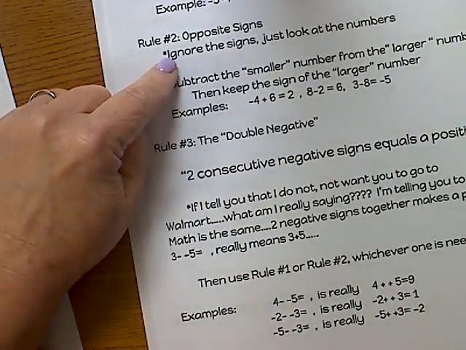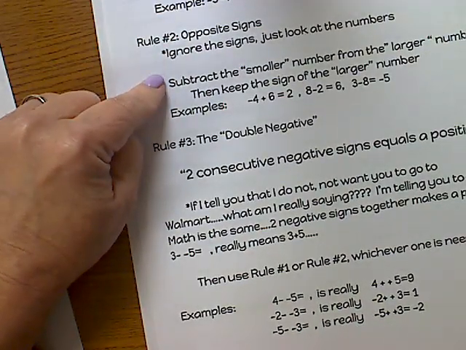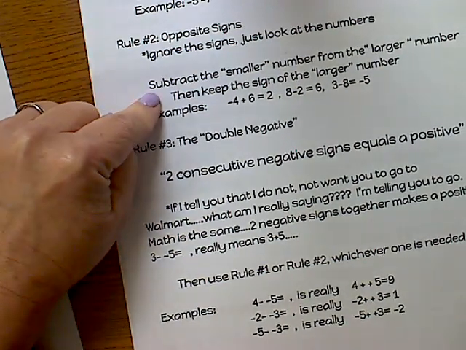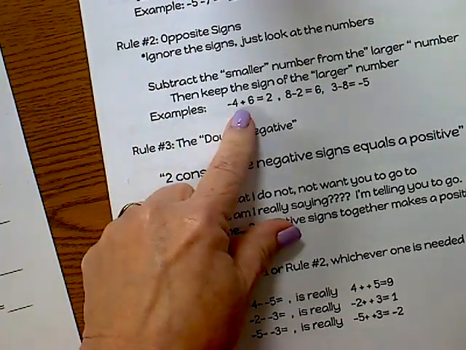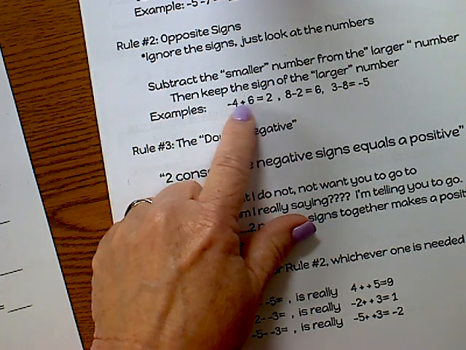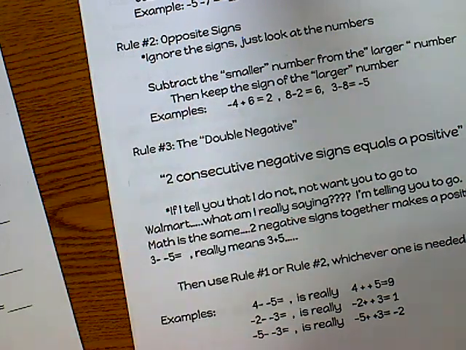Rule number 2, opposite signs. Ignore the signs. Just look at the numbers. Subtract the smaller number from the larger number, then keep the sign of the larger number. So examples here were -4 plus 6. Well, your 6 is positive and your 4 is negative. So you have opposite signs.